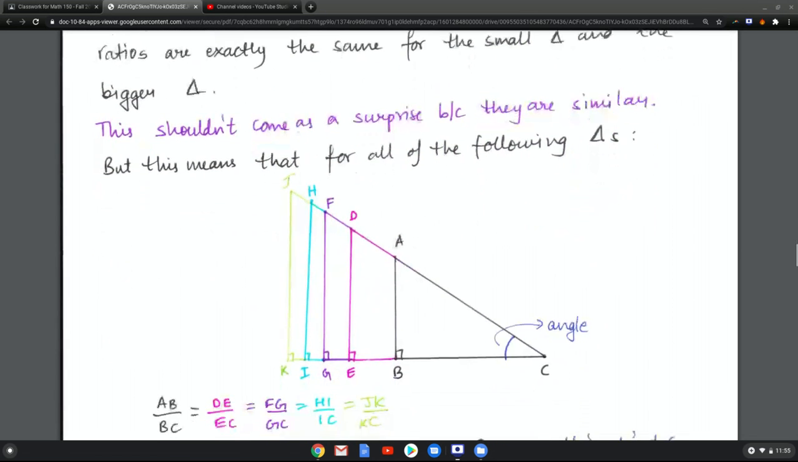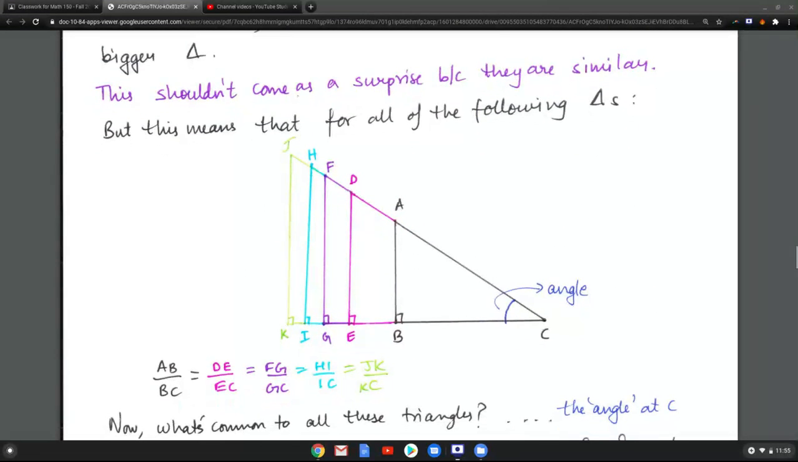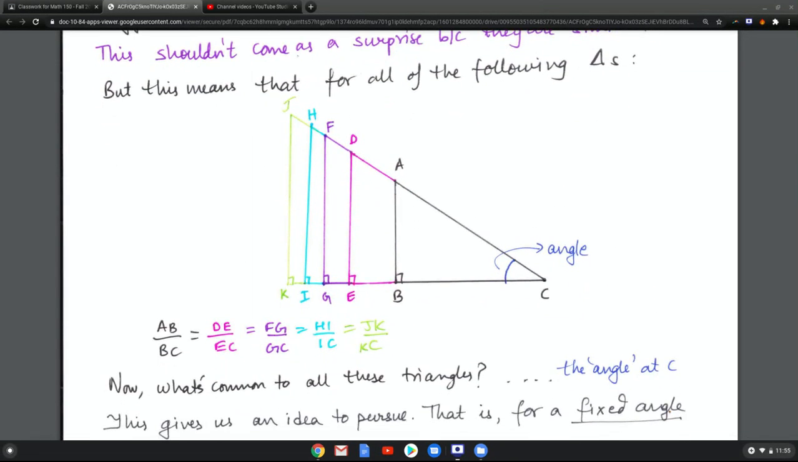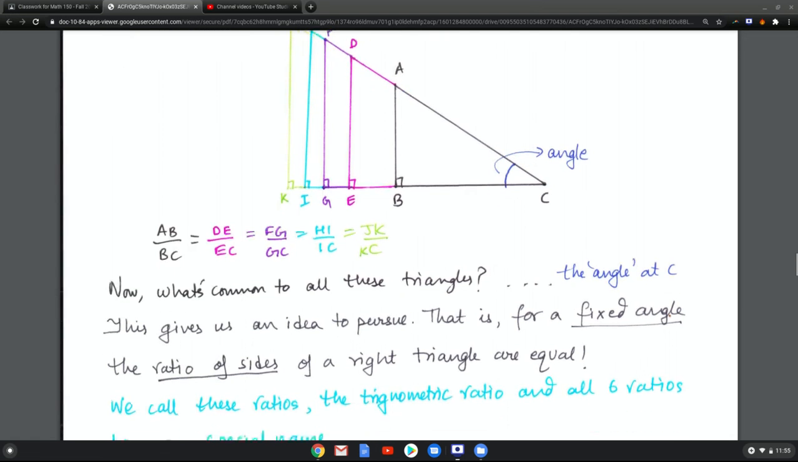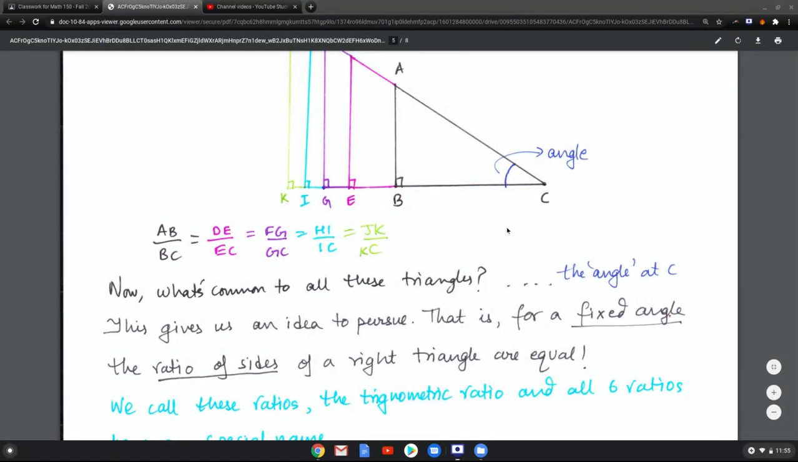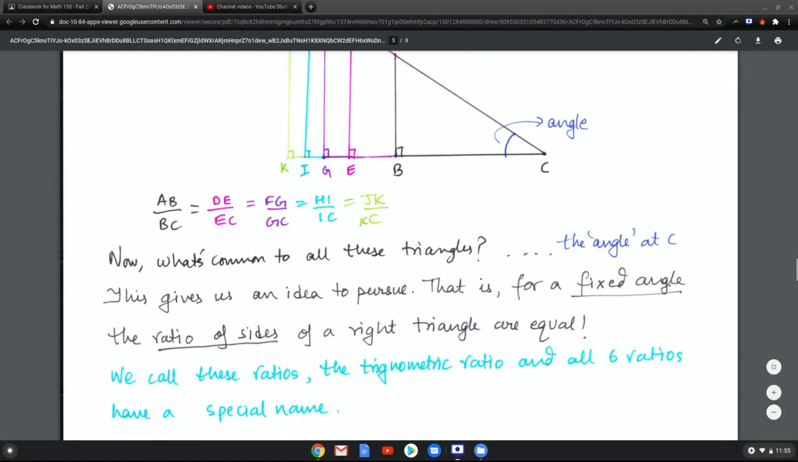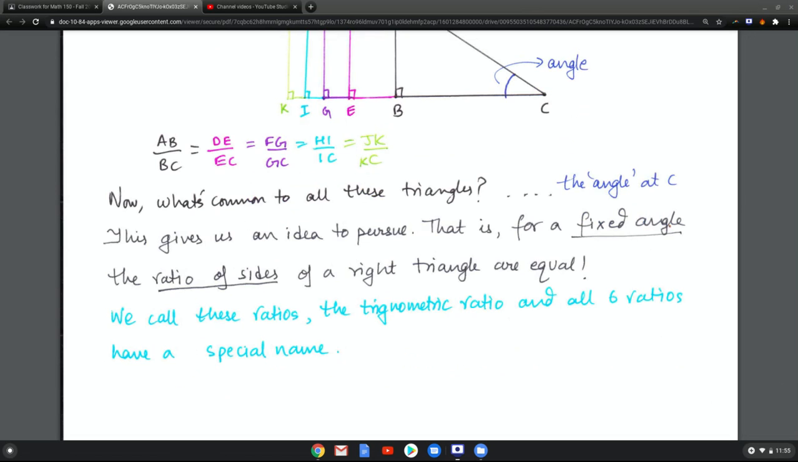This means that for all of the following triangles, the black, the pink, the purple, the blue, the green, the ratio AB over BC equals the ratio DE over EC equals the ratio FG over GC equals the ratio HI over IC equals the ratio JK over KC. Now what's common to all of these triangles? That's the angle right here at C. So what this tells us is that for a fixed angle, the ratio of the sides of a right triangle are equal.